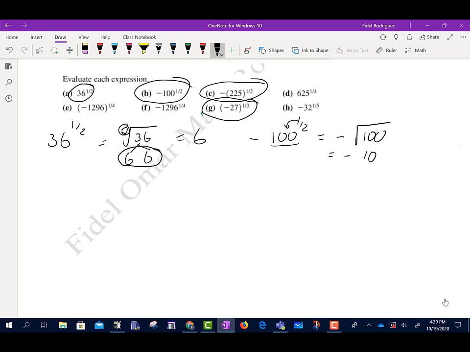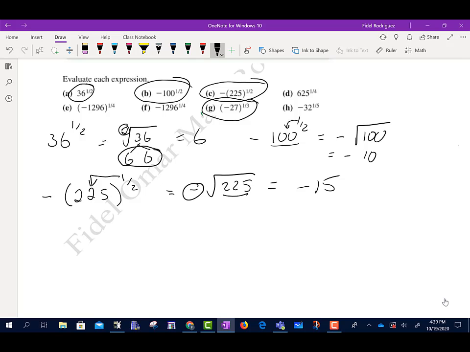Okay, now for part C, I have the negative, and then in parentheses, 225 to the power 1/2. So again, the power 1/2 is only going to the number that's right in front of it. Okay, and I'll explain the difference between part C and part G in a minute. So again, this one means the square root of 225. There's a negative here. I'm going to bring the negative along. The square root of 225 is 15.